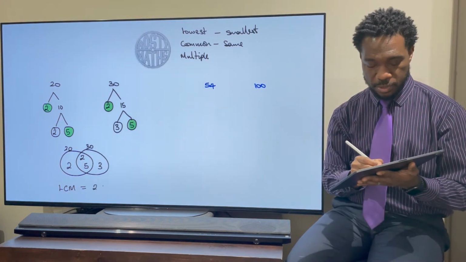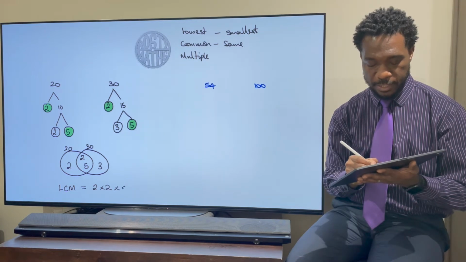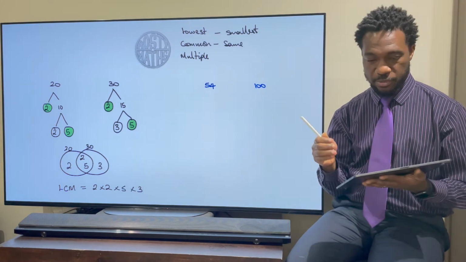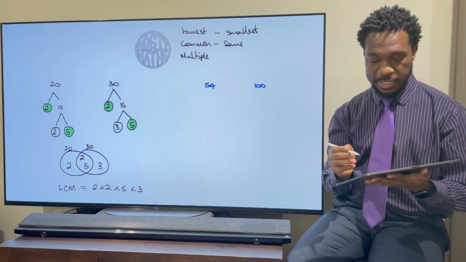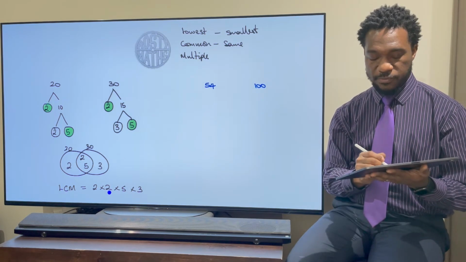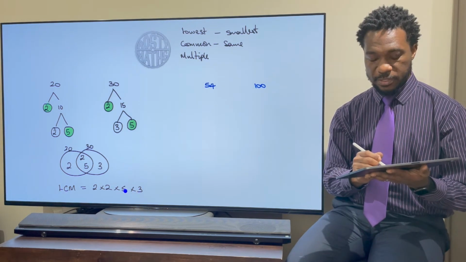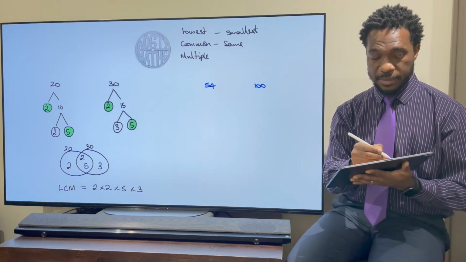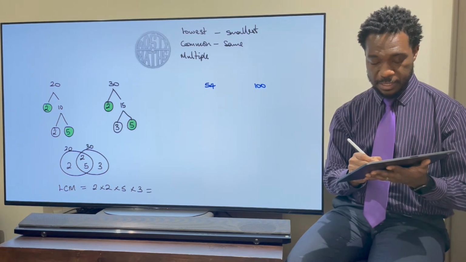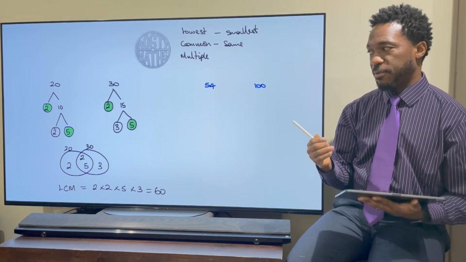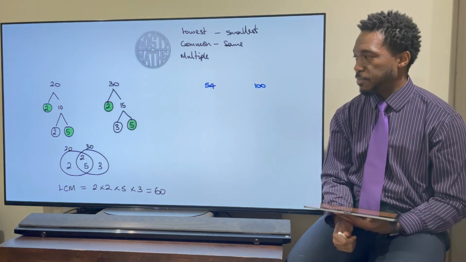So 2 times 2 times 5 times 3. You can put it in any order that you want. And this is really easy to see. 2 times 2 is 4. 4 times 5 is 20. And 20 times 3 is 60. And that was the answer that we had before when we listed the multiples.